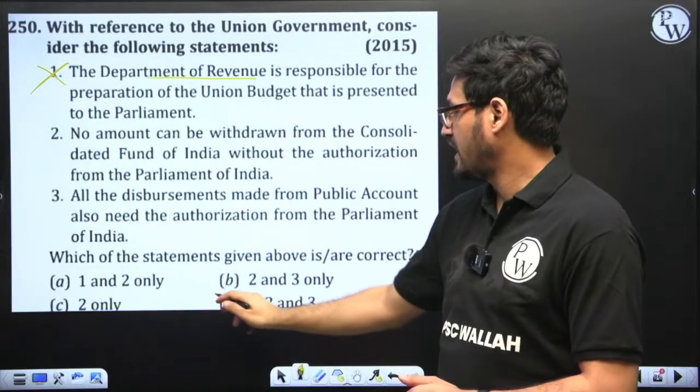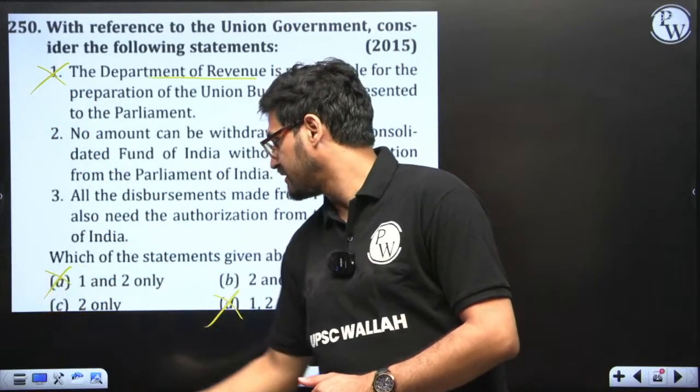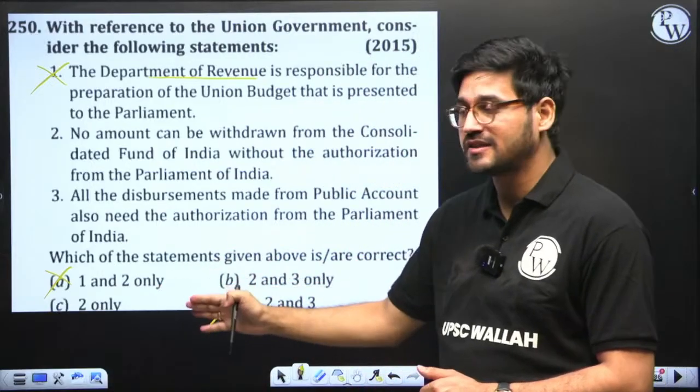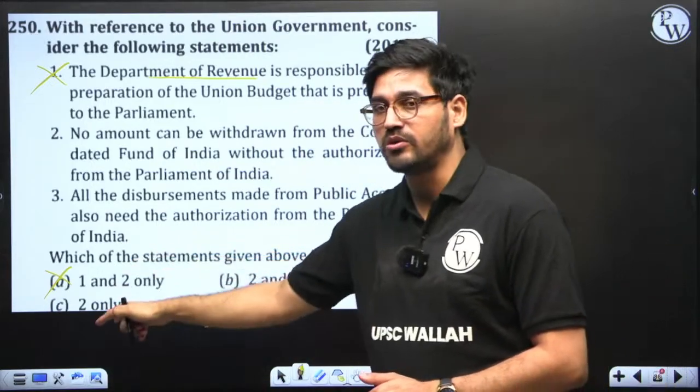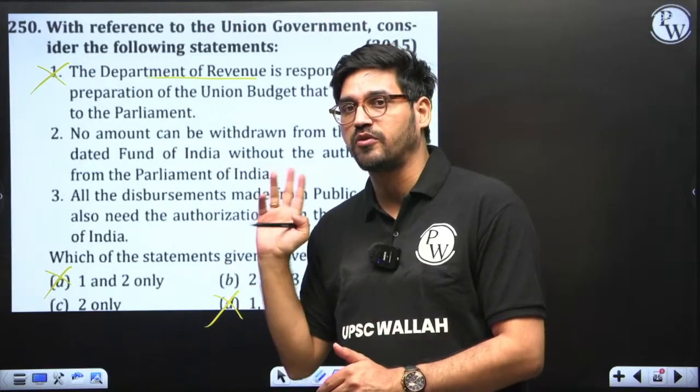You use 1 to eliminate, you eliminate D, you eliminate A. That means you are left with a choice between B and C. 2 and 3 only, 2 only. That means 2 has to be correct. You have to look for 3.